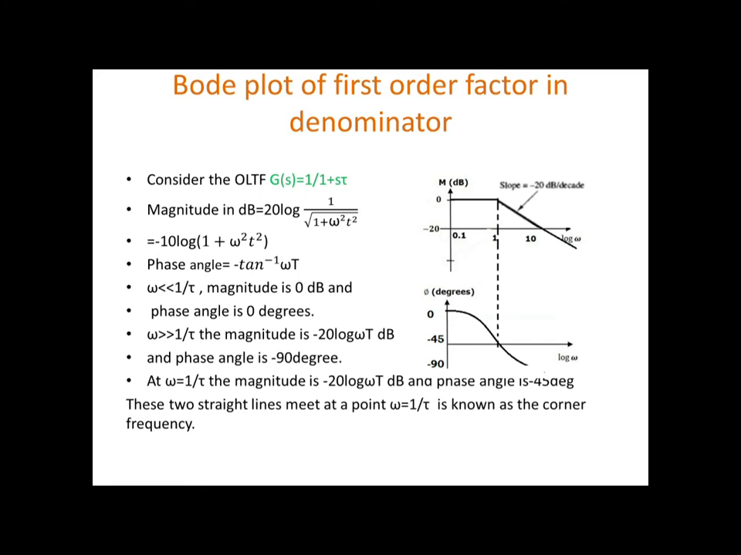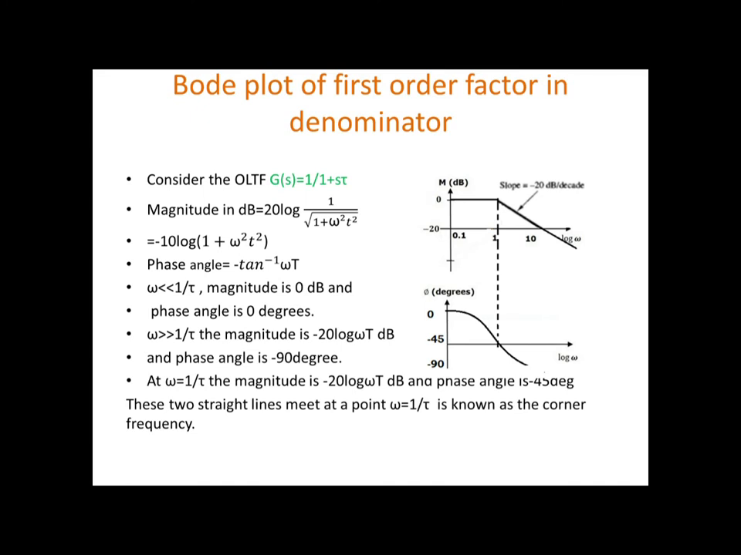Whereas when the value of omega t is equal to 10, that means omega equals 10 by t, the magnitude becomes minus 20 dB. So at 0.1 the magnitude is 0 dB, but at 1 the magnitude changes from 0 dB to a minus 20 dB per decade slope, and at omega t equal to 10, or omega equal to 10 divided by t, the magnitude becomes minus 20 dB.